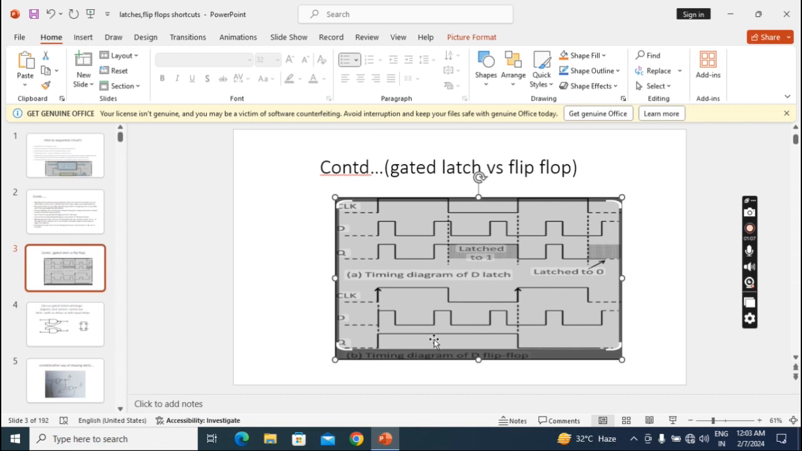So here in this complete duration of the full cycle we are able to store. This is high, means it is set, it is storing 1. So that's why a flip-flop is a full cycle storage element. I hope in this diagram you can clearly see the difference between the behavior of a gated latch and a flip-flop with the help of this timing diagram. Okay.